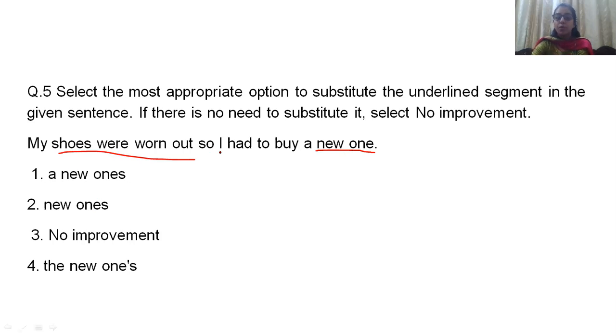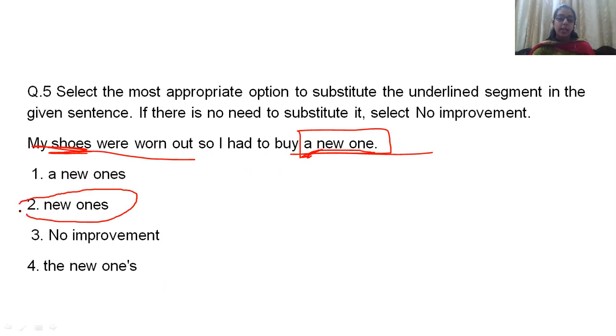My shoes are worn out, so I had to buy a new one. This particular portion has an error. They have underlined it, so you have to replace it. A new ones, no improvement, the new ones. Now you know, we're talking about a plural sentence. Shoes are a pair definitely and plural. So you cannot write a new one. You're not buying a single shoe. Your shoes are worn out, so you have to buy two shoes, like a pair of shoes. So new ones will be the correct substitute for this particular answer.